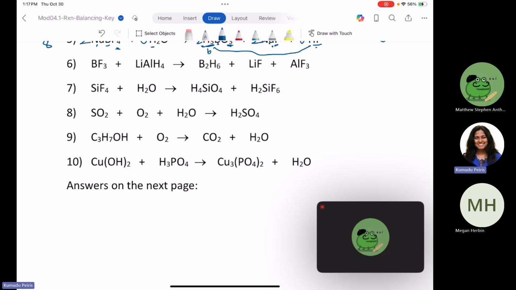BF3 with lithium aluminum hydride goes to B2H6 and lithium fluoride and AlF3. Right. So when I start with this, look, this product has 2 borons, but the reactant side has only 1 boron. So I'll start with that. I'll put 2 in front of the BF3. When I put 2 in front of BF3, let's see how many fluorines I bring here. It's going to be 6. Here I have 3 and I will add another 3 here.